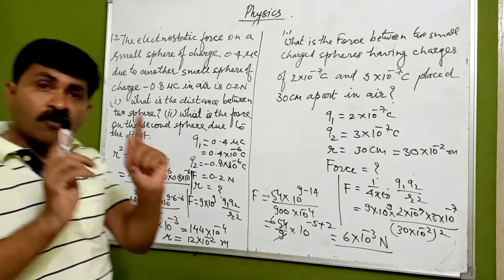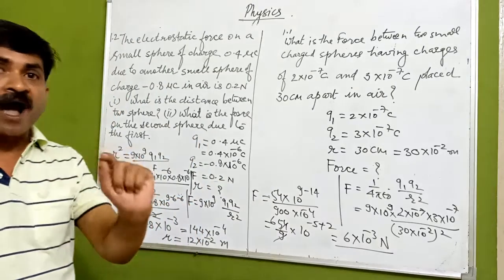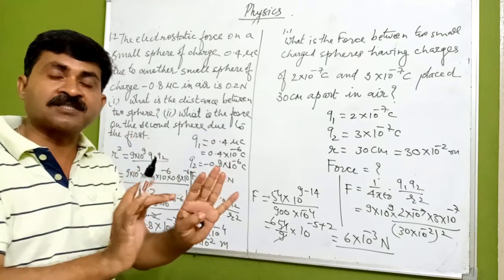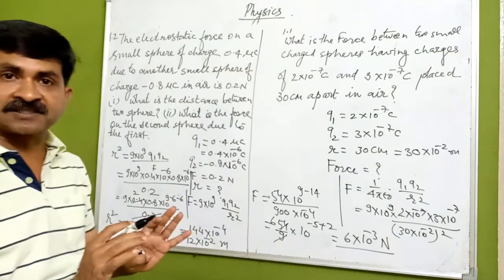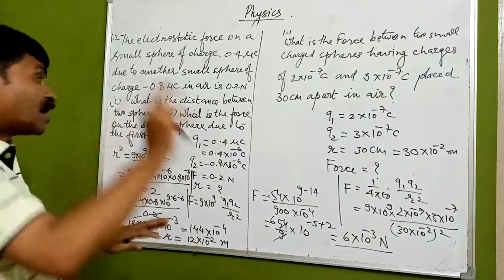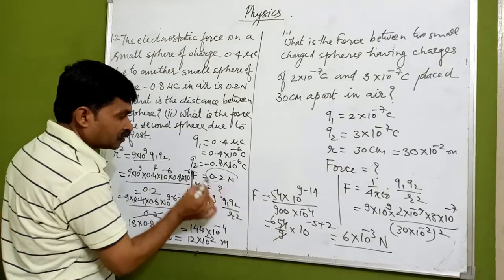Now see here, both the charges are given to us. One is positive and another is negative. And the properties of charge state that like charges repel each other, whereas unlike charges attract. So here one charge is positive and another charge is negative, so there will be a force of attraction, and that force of attraction will be what?